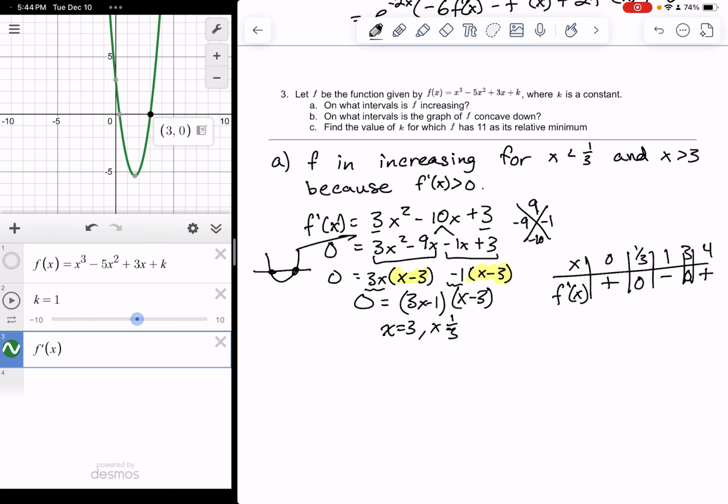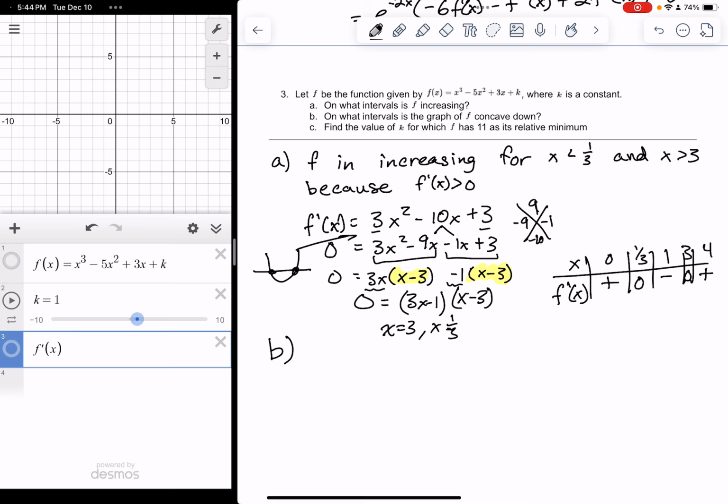And there you go. That's the big idea. I could have just as quickly said that it is increasing before 1/3 and after 3 because f prime is greater than 0 at those points. All right, let's look at part B. I'm going to turn these off. I'm going to hang on to them because we might come back to them.